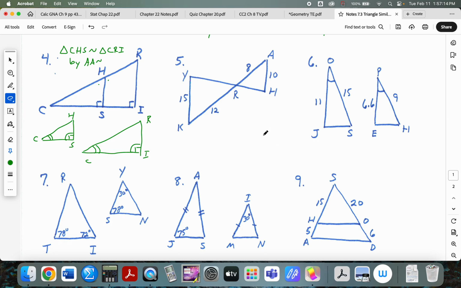All right, let's look at number 5. Since I don't have all three sides, I know it can't be side, side, side. So I'm going to start by looking at any angles. What angles do we know are going to be congruent here, Grant? Okay, what kind of angles are K and A? Okay, I agree with you.